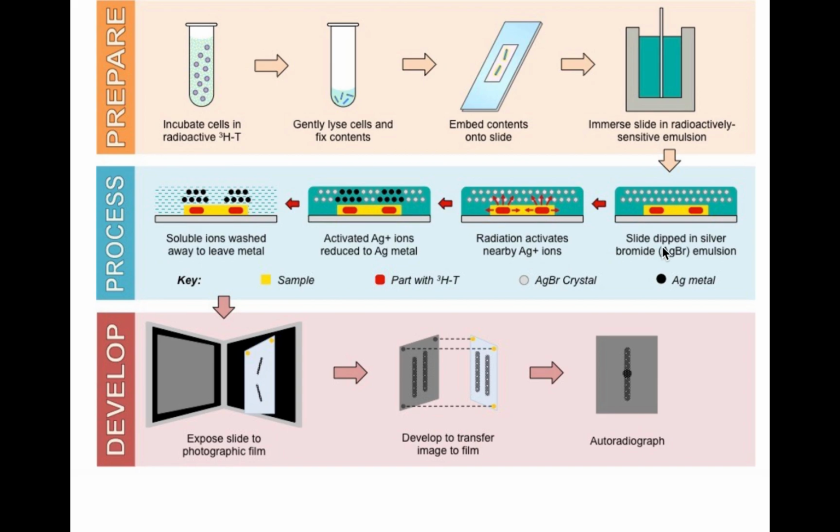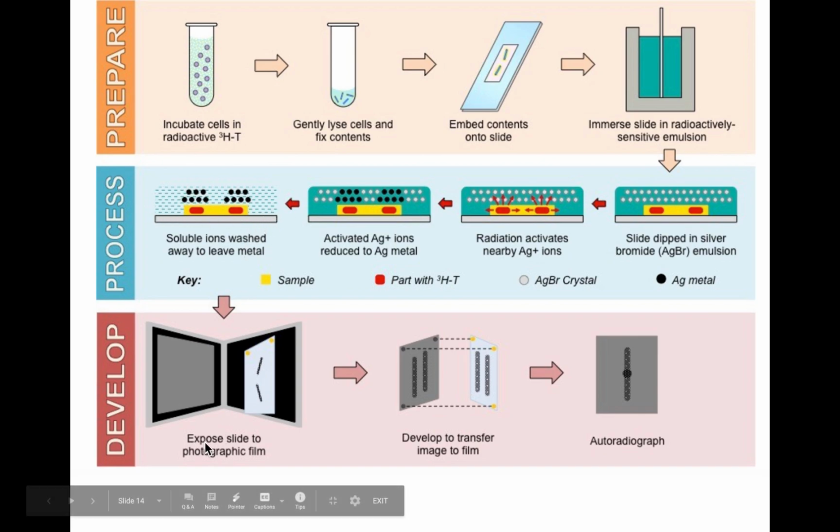Then you dip the slide in silver bromide emulsion, and the radiation activates nearby silver ions. The activated silver ions are reduced to silver metal, and the soluble ions are washed away, which leaves the silver metal on the picture, and that creates an image. You then expose the slide to photographic film, and the developed image transfers to the film, and then you can look at it through an autoradiograph.